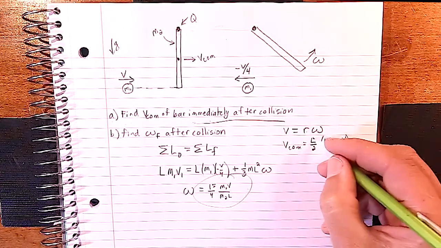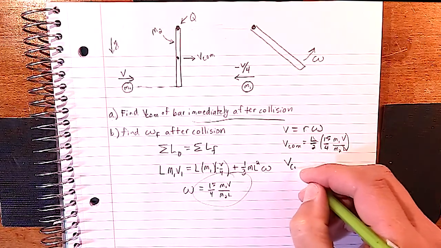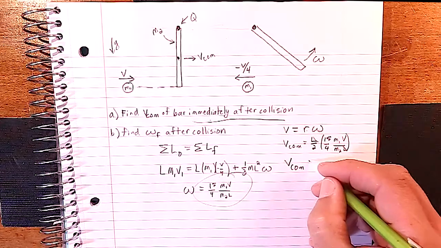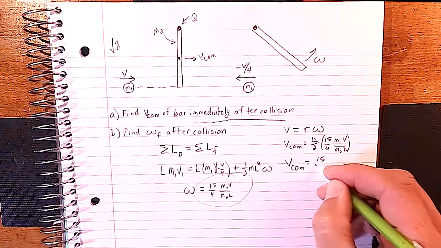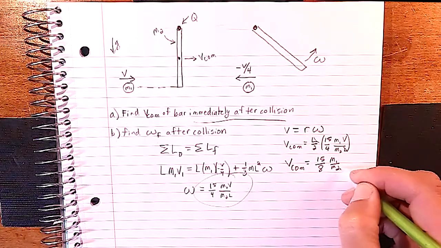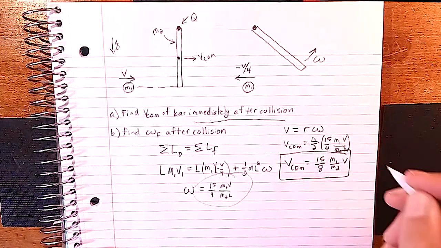And our L's will cancel, and we can just rearrange that a little bit. And that is going to become that 2 times the 4, that's going to become 15 eighths m1 over m2, all times that initial velocity v.